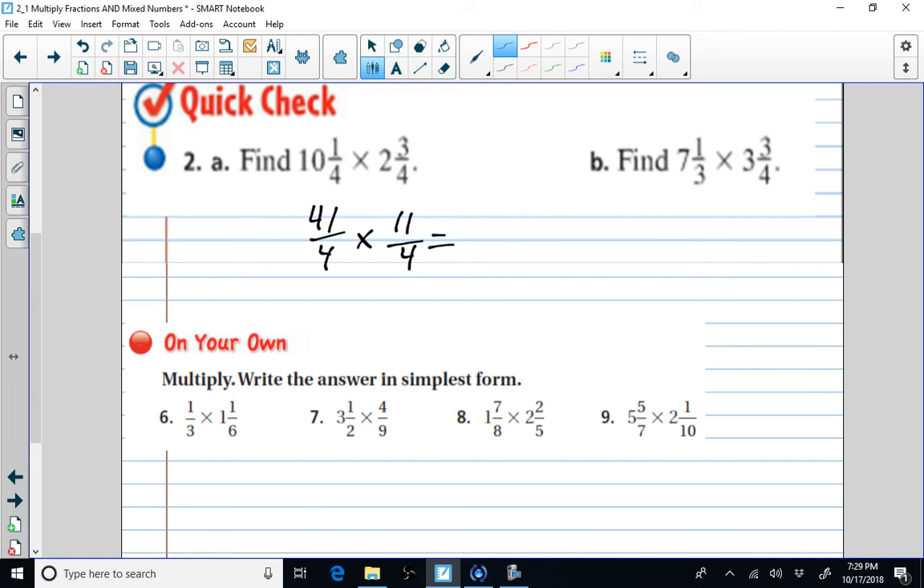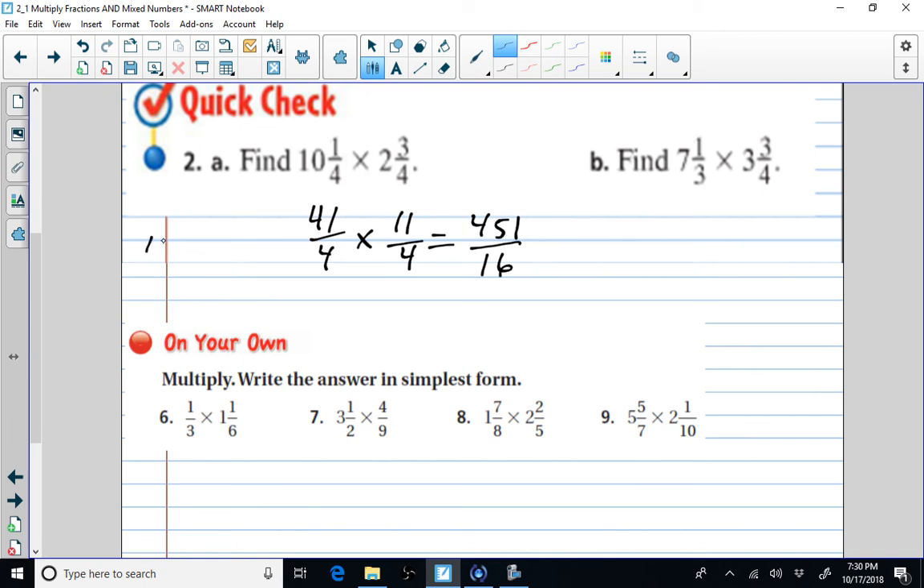Well, what's 41 times 11? I use my distributive property and make 11 into 10 plus 1. So 41 times 10 is 410, and 41 times 1 is 41. In my head, 410 plus 41 is 451. 4 times 4 is 16. 451 over 16 is probably a fraction in simplest form, but let's rewrite it as a mixed number.